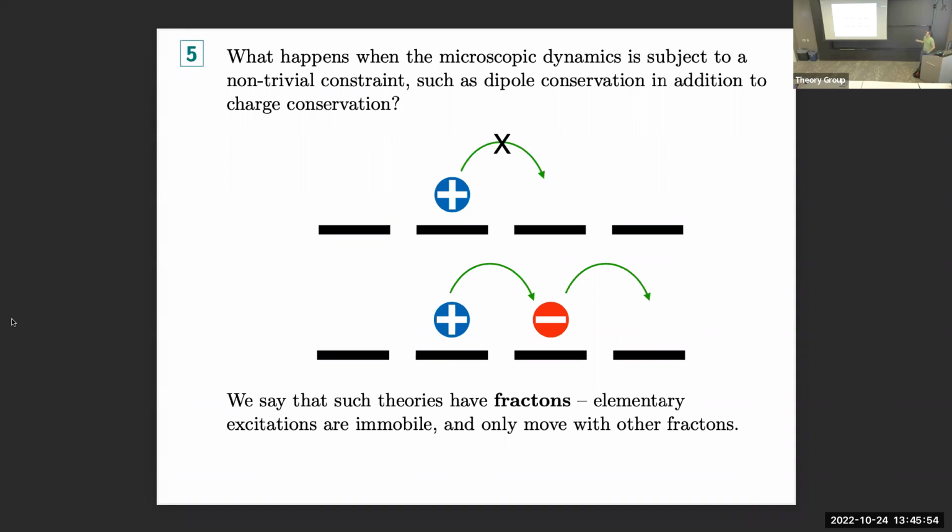Obviously, that will forbid any single excitation from moving because that would change its dipole moment. But you can find little pairs of particles, in this case maybe a positive and negative charged particle, that can move together. This is a bit like a bound dipole state. You could also have two plus charges that move apart, or on these four sites create a minus plus plus minus out of nothing. Those would all be allowed.